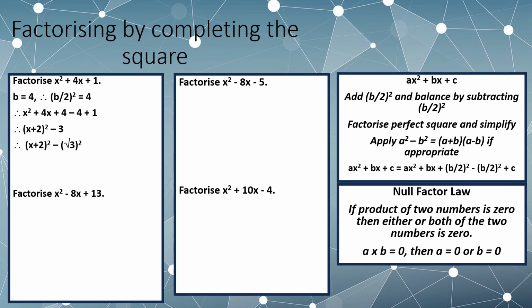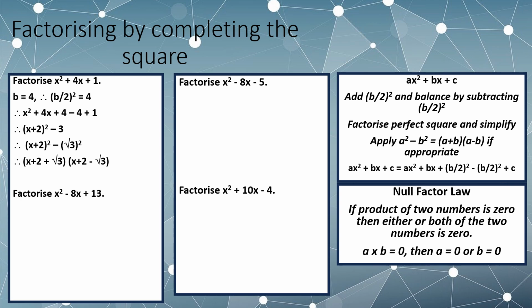In this case, our a is our x plus 2 value, and our b is the square root of 3. So we can then write that out as x plus 2 plus the square root of 3 multiplied by x plus 2 subtract the square root of 3. And that is how you complete a factorization, by completing the square.